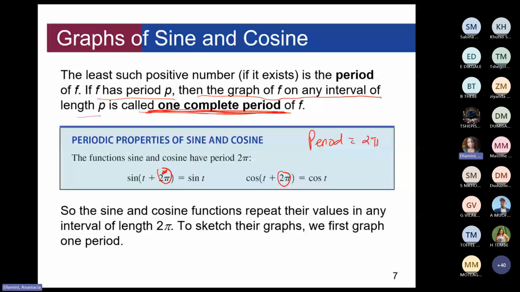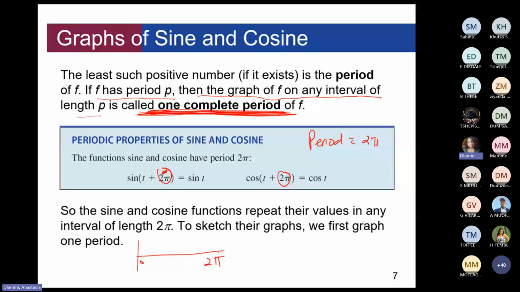So what we have been drawing, for example, for the sine graph, we said from 0 to 2 pi, right? It starts from 0, comes to there, comes to there, comes to there. Do you see? I even know the shape. So this is called one complete period.